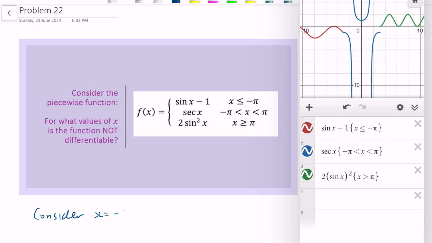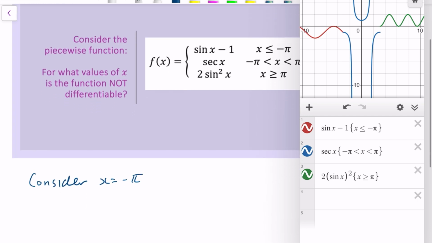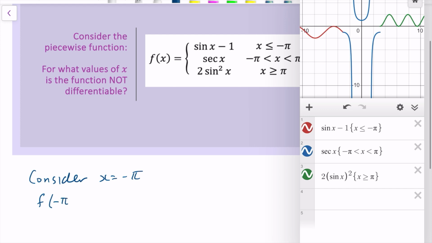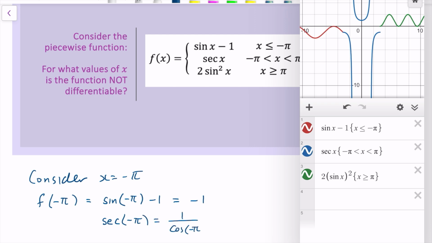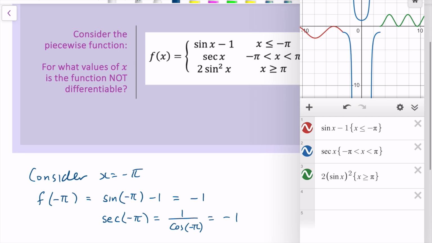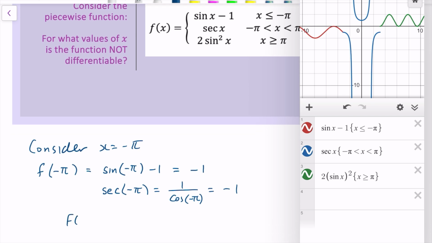Consider x equals minus pi first up. Well, f of minus pi is equal to sine of minus pi minus 1, and that comes out to be minus 1. And then we can also go, okay, sec of minus pi, which is 1 over cosine of minus pi. That equals -1 as well. So f of x is continuous at x equals minus pi.